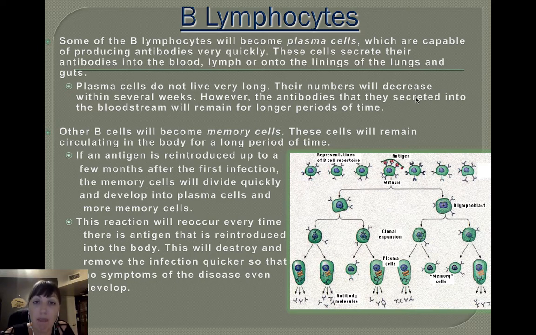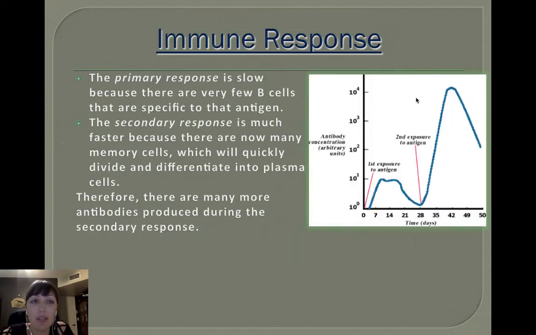Other B cells will become memory cells. And this is so cool. These cells remain circulating in the body for a really long period of time. So if an antigen is reintroduced up to a few months after the first infection, the memory cells will divide really quickly and develop into plasma cells and more memory cells. And that reaction will occur every time there is antigen that is reintroduced into the body. And this destroys and removes the infection more quickly so that no symptoms of the disease even develop, which is super cool. So you don't even know that you've been infected because your body is fighting it off.